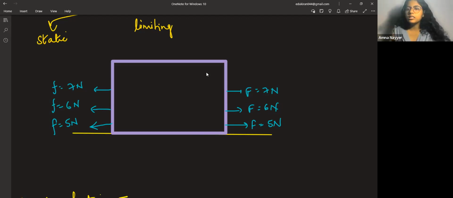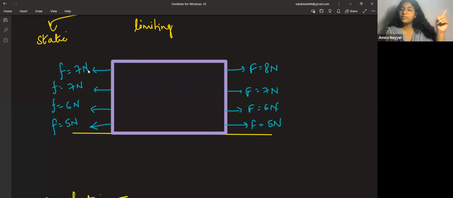Now I have noticed as soon as I increased my force to 8 Newton while pushing it, this frictional force was still 7 Newton only. It couldn't be increased further. So now the object has moved. You can see the left hand side term is lesser than the right hand side. If more force is applied towards the right, it will move towards the right. If more force is applied towards the left, it will move towards the left. But right now, more force is being applied towards the right, so it moves towards the right.